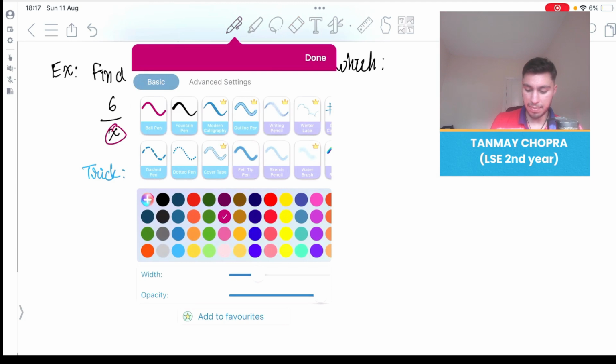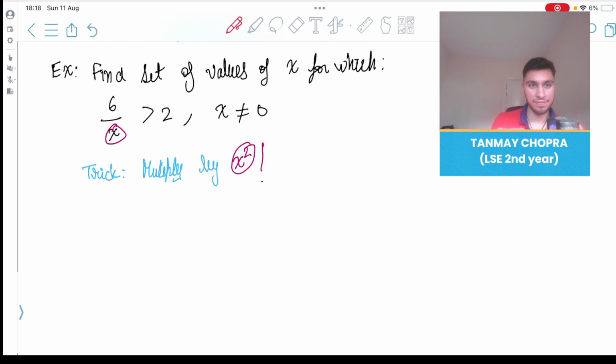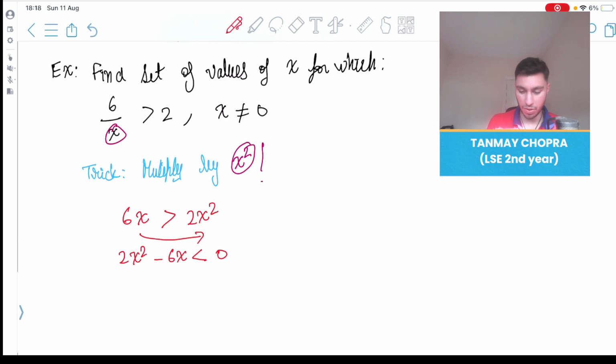Let's take a different colored pen. Let's say red. So what do I get? I get 6x is greater than 2x squared, right? What am I going to do? I'm going to make this a quadratic. So I get 2x squared minus 6x is smaller than 0. I've not really flipped the thing. I just took 6x to this side and then I just rotate the other way. Hopefully you understand that.